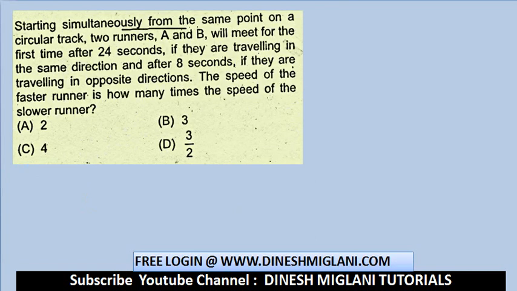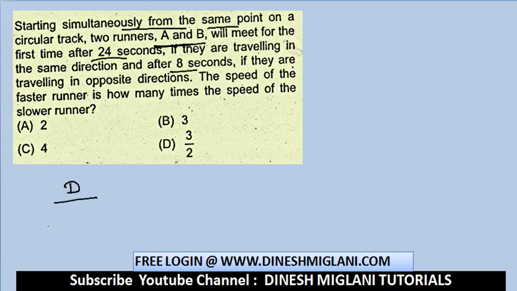Starting simultaneously from the same point on a circular track, two runners A and B will meet for the first time after 24 seconds, right? And when they are traveling in the same direction, they meet after 8 seconds. If they are traveling in the opposite direction, the speed of the faster runner is how many times the speed of the slower runner? Let us say the distance is d.